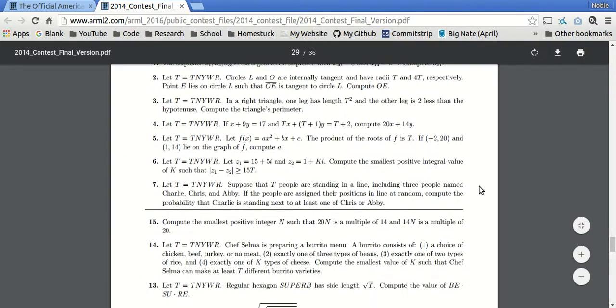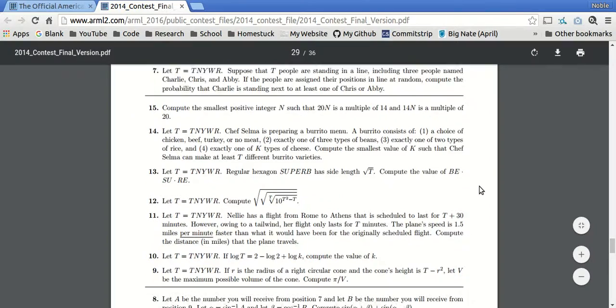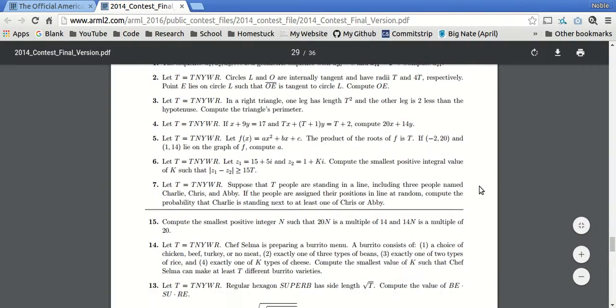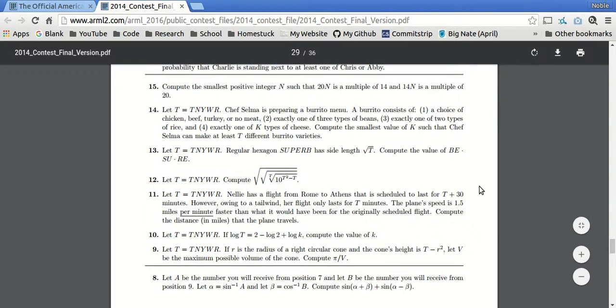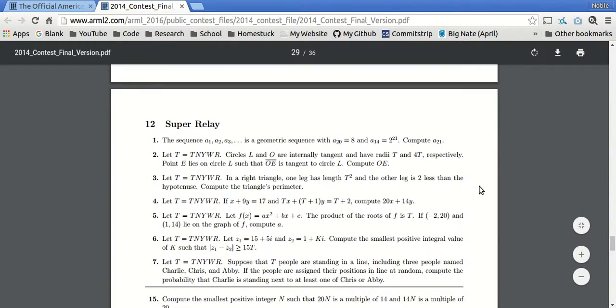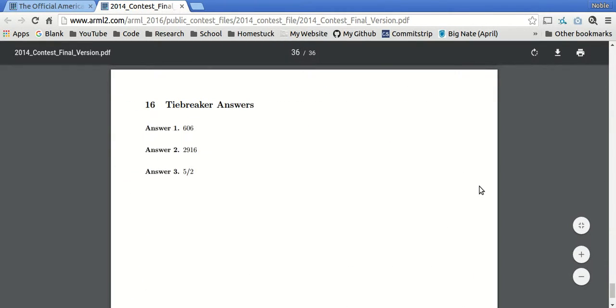Oh, and then the super relay. So, the super relay is just all over the place. I don't even know what's happening right now. That's nice. Trig. Number. All of the things. Algebra. Logs. All of it. Okay. Complex numbers. That's nice. Okay. And then tiebreaker problems.